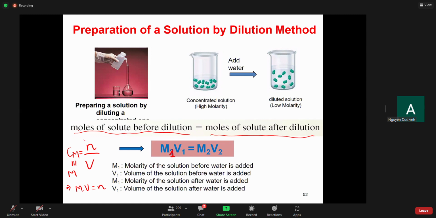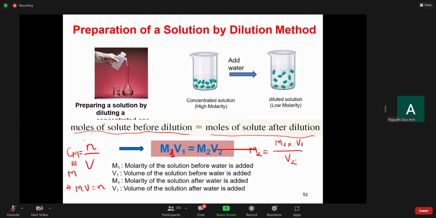Okay, equal to the concentration multiplied by the volume of the second one. So that's the main idea for you to calculate it. If you need a new solution, M2, and you have the stock solution with concentration M1, you only have to do it like that. M2 will equal M1 multiplied by V1 over V2.